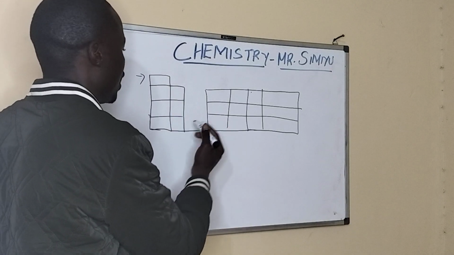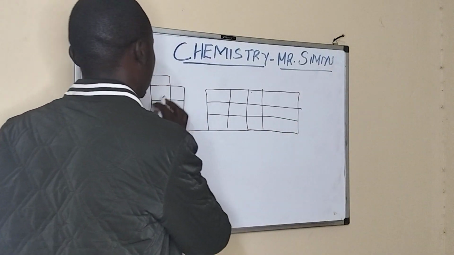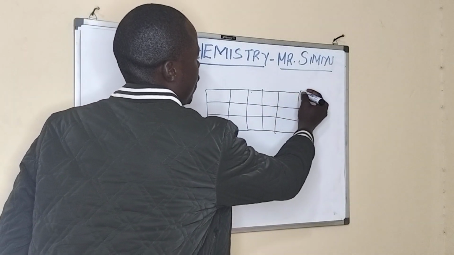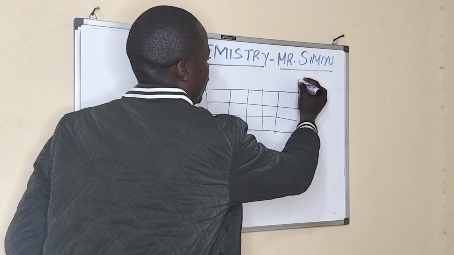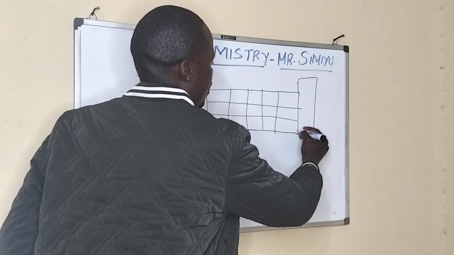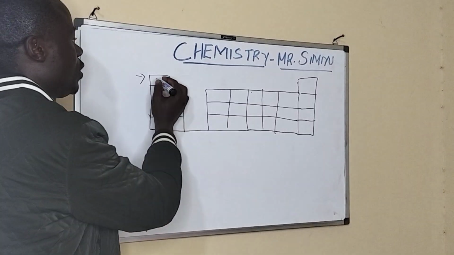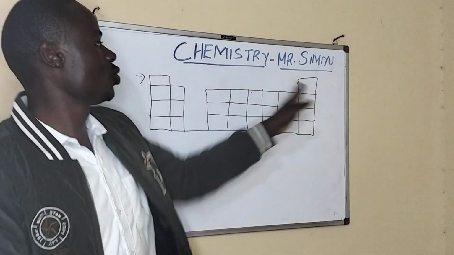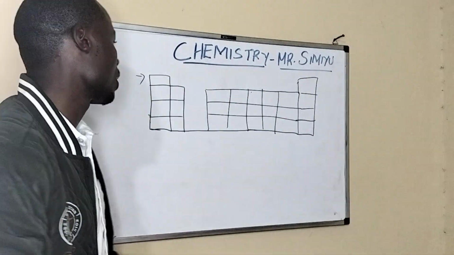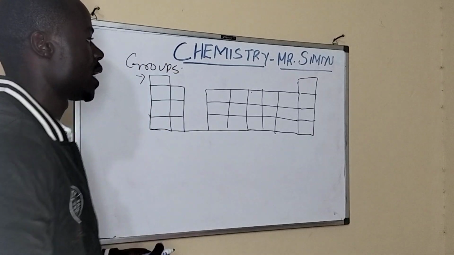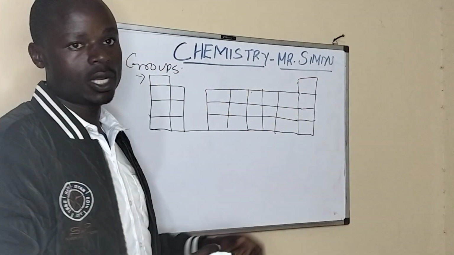So when we count 1, 2, 3, 4, 5, 6, 7, there is group 7, and then we have group 8 elements. Those lines that are running from east to west, or right to left, are groups. And then we have periods.